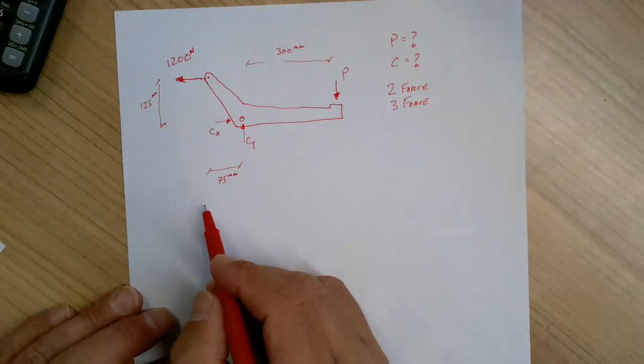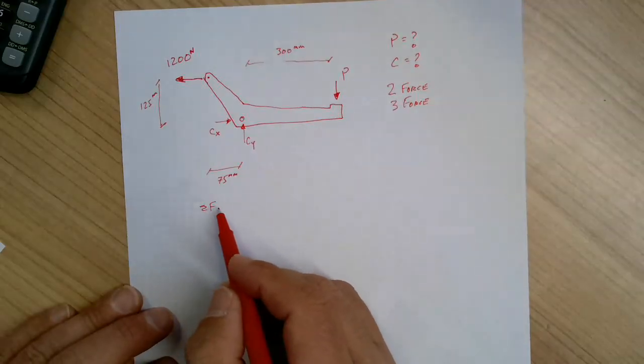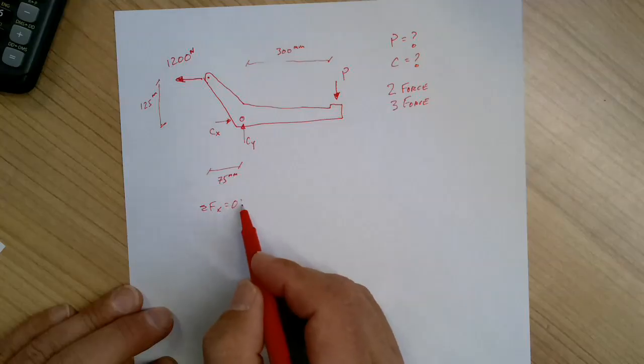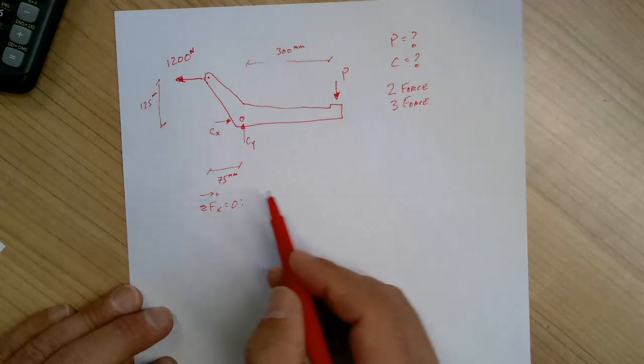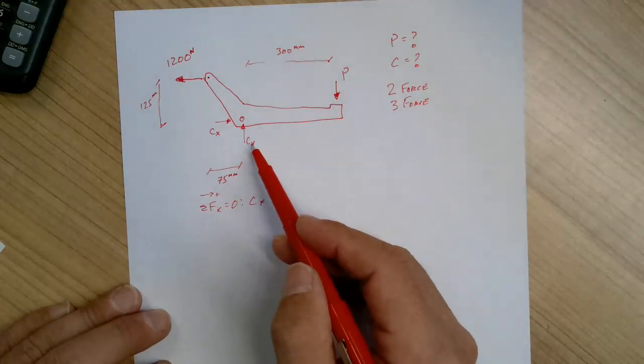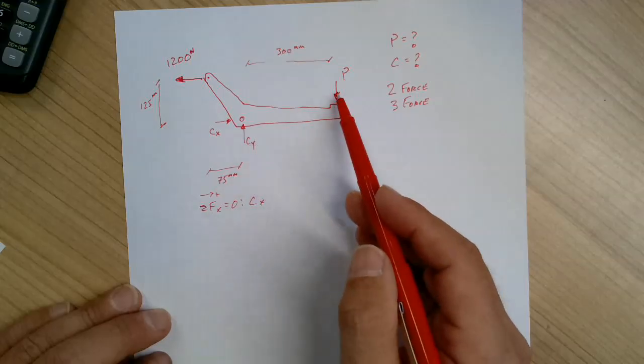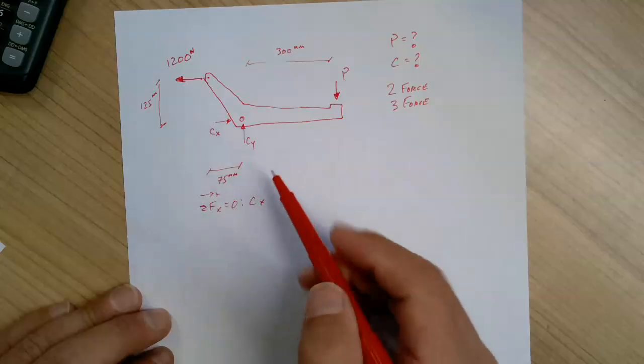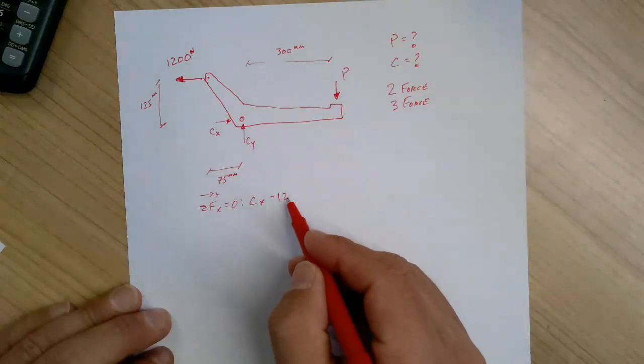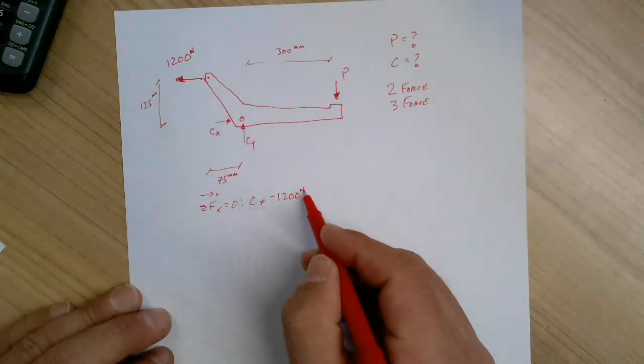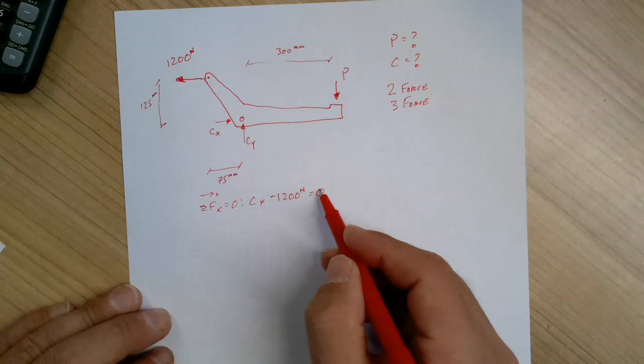But if I sum forces in the x, I'll go to the right positive. I'll have Cx going to the right. I look at Cy and I discard it because it's perpendicular. I look at P, I discard it because it's perpendicular. I look at the 1200 and say that's going to be minus 1200 newtons equals 0.